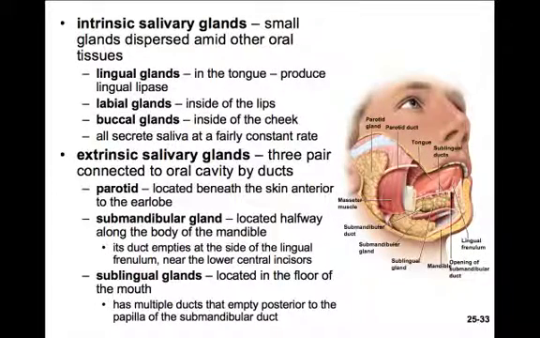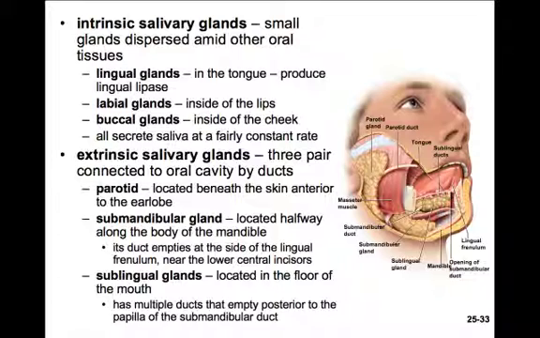There are many salivary glands. There are intrinsic salivary glands, which are small glands that are mixed up amongst the other tissues in the mouth. And then there are extrinsic salivary glands, which are 3 distinct pairs that are connected to the oral cavity by ducts.